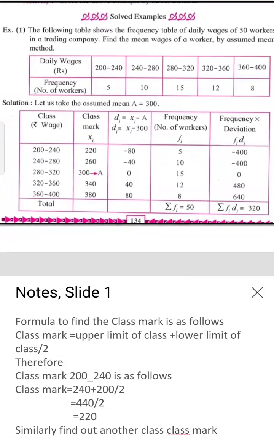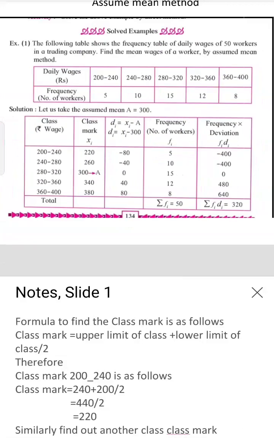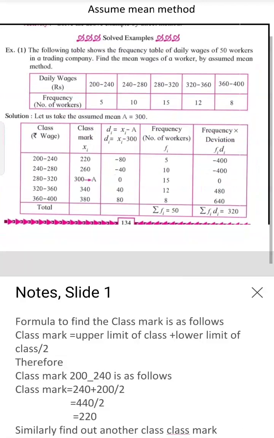Solution: we solve the given example by using the assumed mean method. So let us take the assumed mean a equal to 300. Here a is the assumed mean, and we consider a equal to 300. To solve the given example by the assumed mean method, first prepare a table.